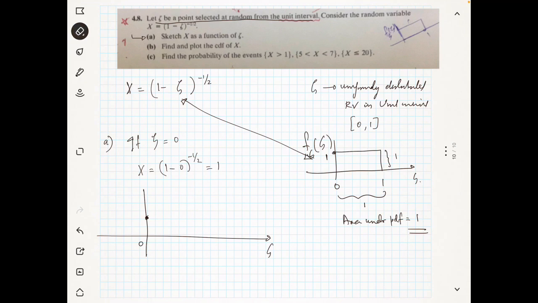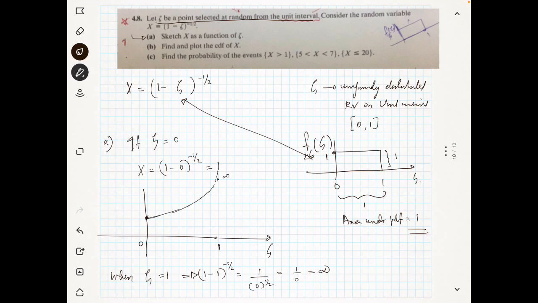So we will see what is the situation when zeta is equal to 1. When zeta is equal to 1, this means that (1 minus 1) to the power minus 1 by 2 is nothing but 1 by 0 to the power 1 by 2, which is equal to infinity. So at 1, this function is going to infinity. This is a nonlinear function which is going to infinity at this point. So this is the function.